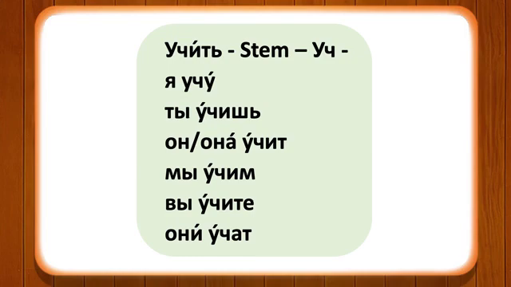Ya uchu. Now here you will have to put the ending u. So ya uchu, ti, take the stem uch and add the ish ending, uchish, ti uchish. On, take the stem uch and add the ending it, it becomes on uchit. Same is the case with ana, take the stem uch and add it ending, ana uchit.